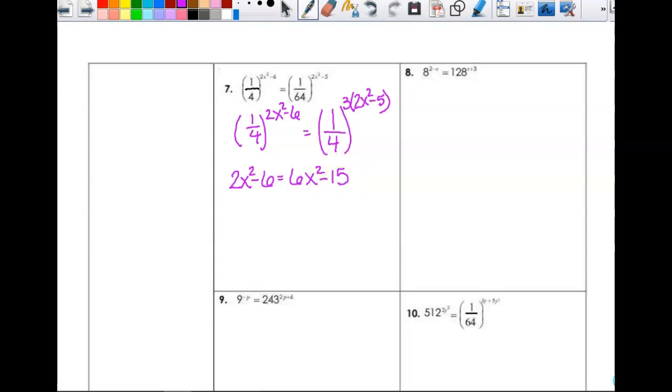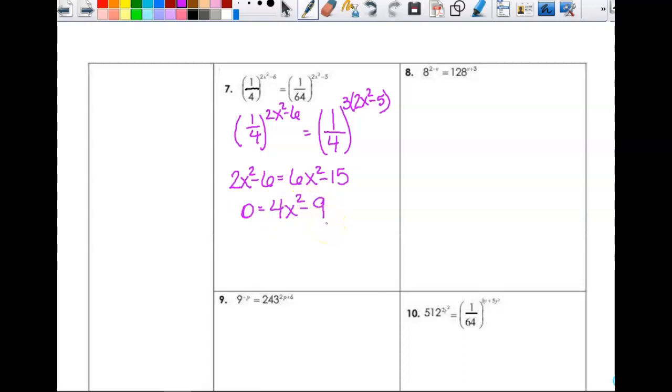So I have squareds, and when I subtract, they're not going to zero out. So that means I'm going to have a quadratic, which means I want it set equal to 0. So I think I'll move everything over to the right to keep my x squared positive. So I have 0 equals 4x squared minus 9.